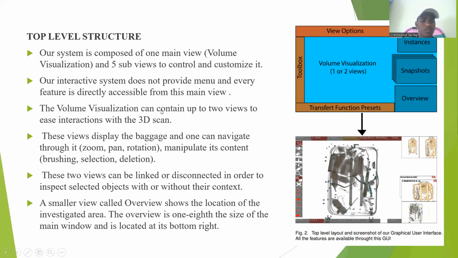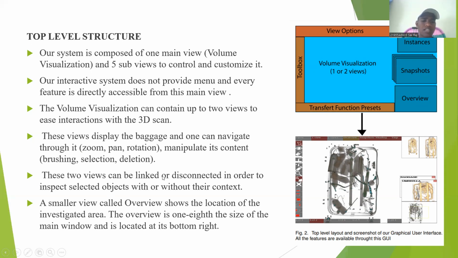The volume visualization can contain up to 2 views to ease interaction with the 3D scan. The view displays the baggage and one can navigate through it with zoom, pan, rotation, and manipulate its content with brushing, selection, deletion. We can zoom the bag, pan and rotate. Brushing means erasing something. Selection means selecting the object, and deletion means deleting one object to see another object behind it.